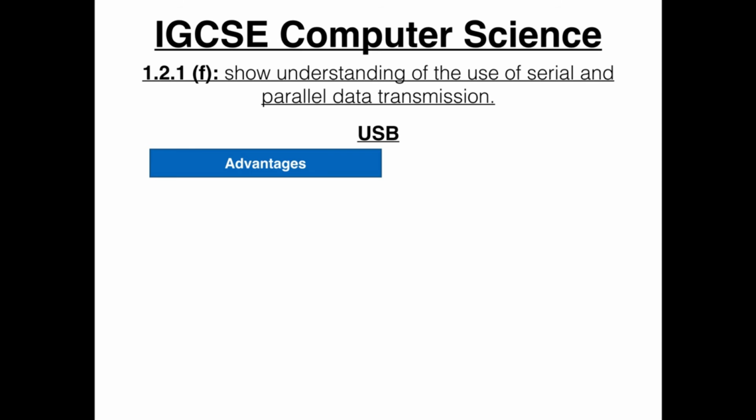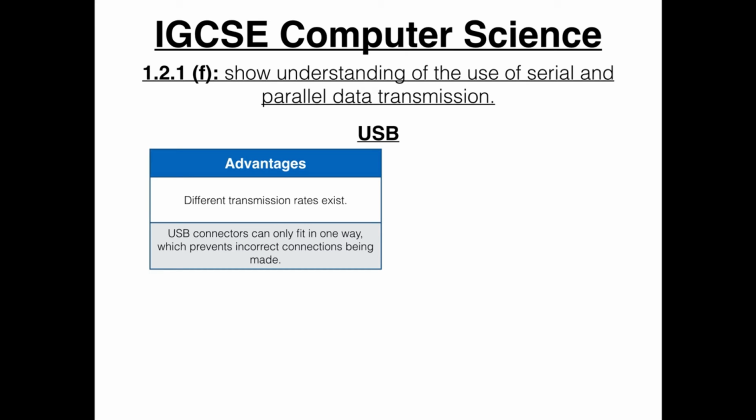So, an advantage of USB is different transmission rates exist. And USB connectors can only fit in one way, which prevents incorrect connections being made. Now, some might debate that this is a disadvantage, because we have some ports or cables which can plug in both ways, like the Apple iPhone, iPad, iPod charger, which can fit in both ways. So, some might debate about that, but of course, it prevents incorrect connections being made.